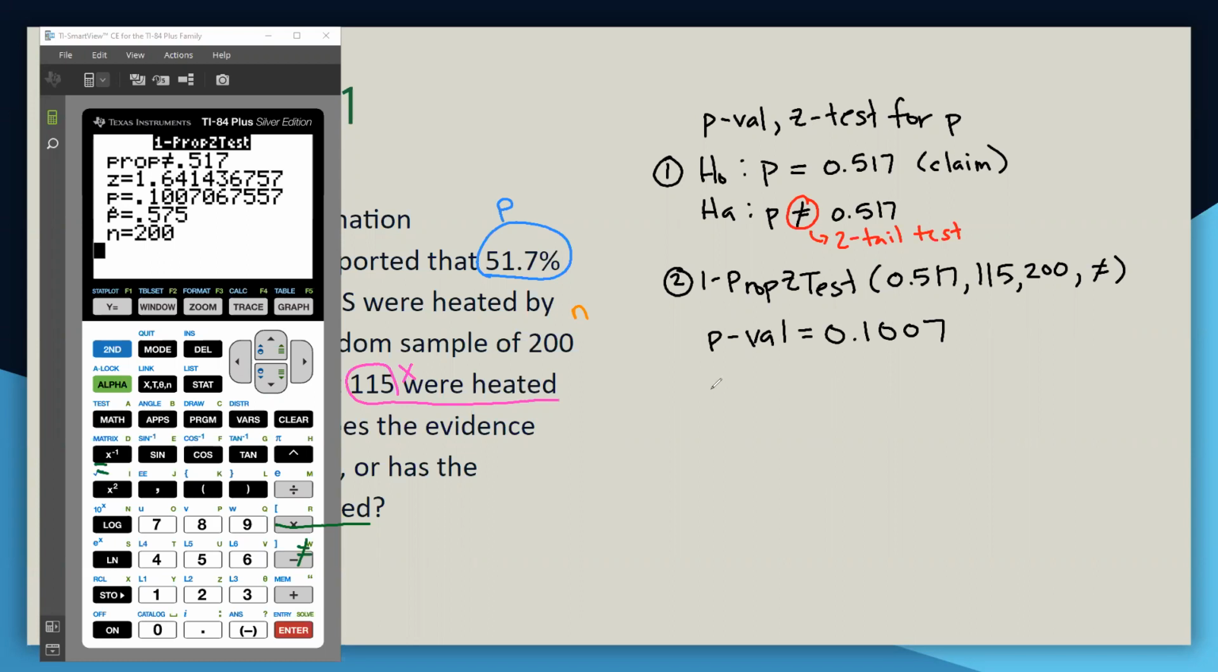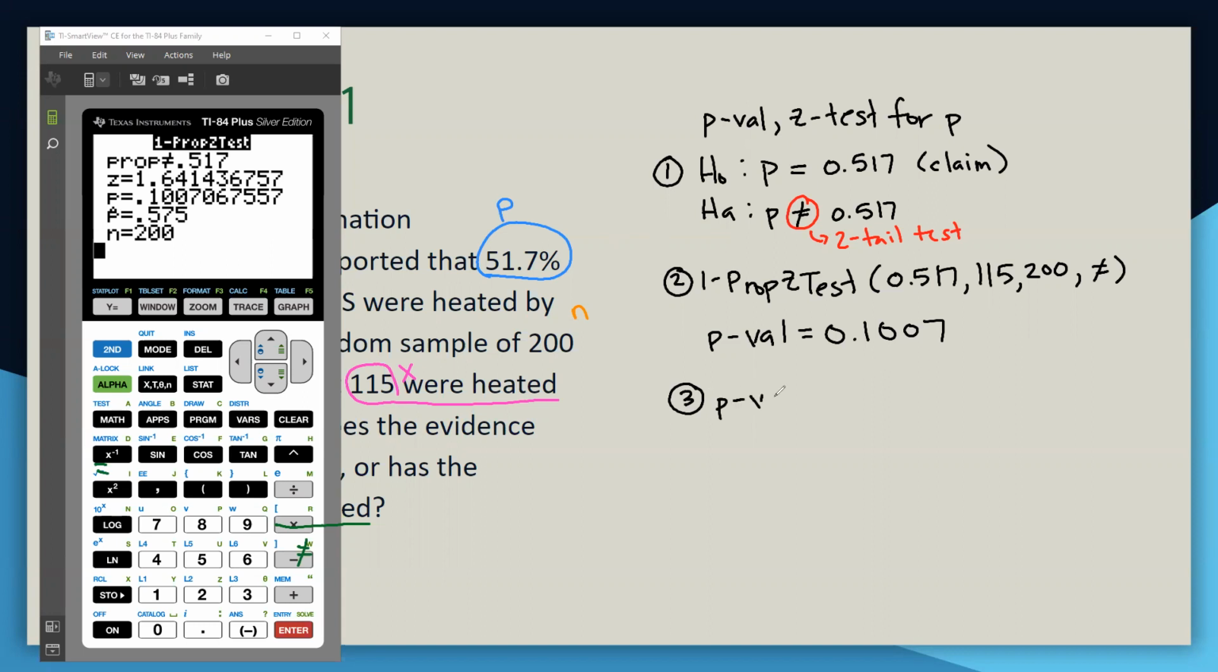Something that the calculator and GeoGebra are going to do for a two-tailed test, you don't need to worry about dividing that alpha in half. So our alpha is 0.05. We don't have to split it. Instead, what the calculator does is it doubles the p-value. So for step 3, we don't have to do anything to our alpha or p-value. We just compare them directly as they were stated in the problem or were calculated by a calculator.